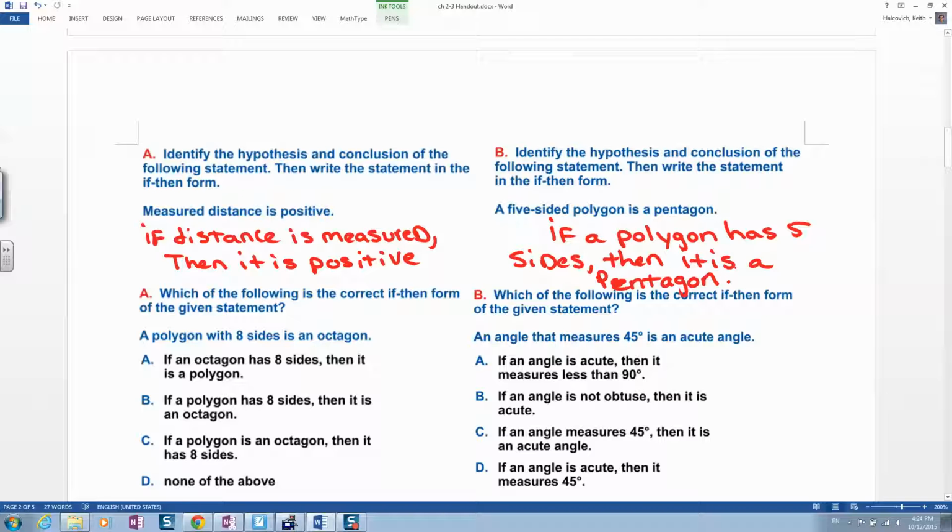All right, the next one says a polygon with 8 sides is an octagon. So you would say if a polygon has 8 sides, then it is an octagon. B. Here, an angle that measures 45 degrees is an acute angle. You could say if an angle measures 45 degrees, then it is acute. C.